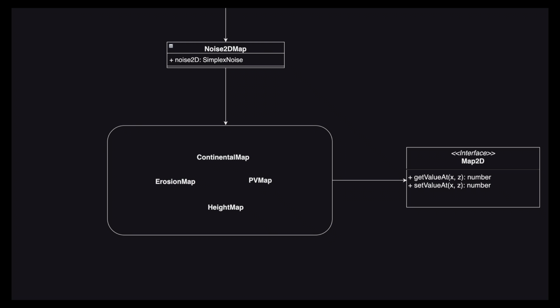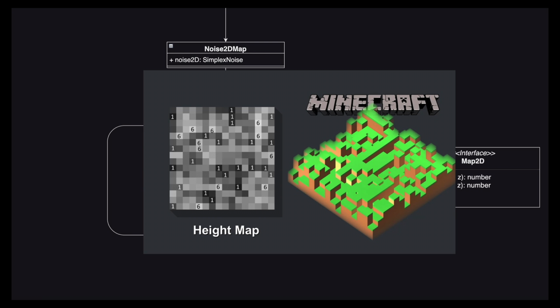We have then a set of different Noise2D maps, each of which has a specific purpose. For example, the continental map calculates the terrain base height for a specific location, the erosion map tells us how flat or rough the terrain is, and the PV map tells us if the terrain in a specific location is more mountainous or hilly with high peaks, or more flat or low-lying with low valleys. These maps combined together form the height map, which returns the terrain height given specific x and z world coordinates. Now let's see how we effectively use these maps to generate our terrain.